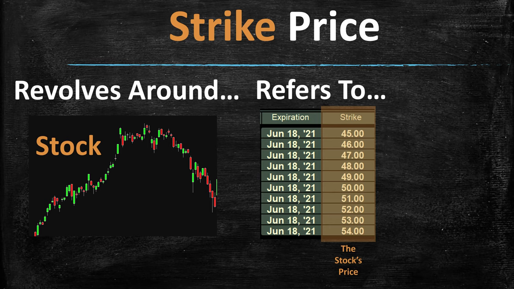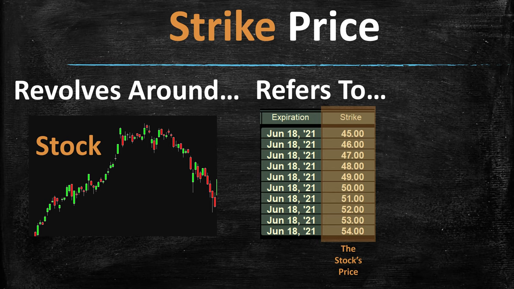Now, they're usually going to be, and this can vary, but in this situation you can see 45, 46. So you're never going to have a strike price where it's, for example, $45.17. I suppose that could theoretically happen, but I've never seen it.